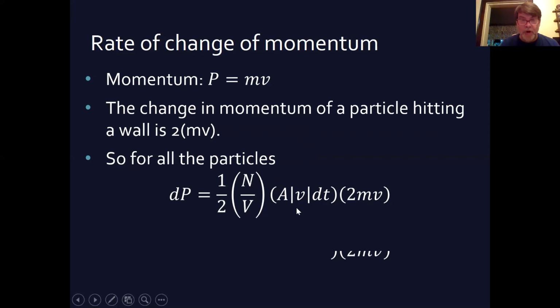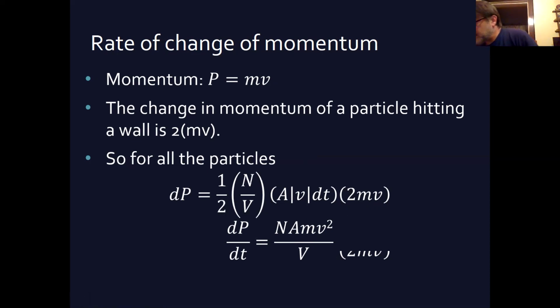And so voila. I'm going to bring the dt over here, so I have change in momentum per time. It's going to be what's left: N over V times A times mv squared. And there you have it. This is equation 18.9 in ye olde Young and Freedman. It is the instantaneous rate of change of momentum in relation to the mass of a particle, the number of particles, the velocity of the particles, the area that they're hitting, and the volume of the space.